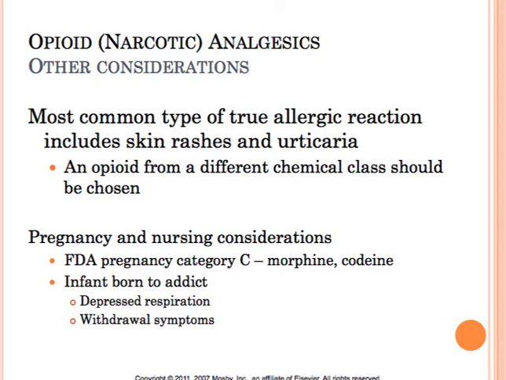Opioids have not been shown to be teratogenic, but you have to be careful about women that are in labor because it can prolong labor. And it can also depress the baby's ability to breathe if it's given near term. Also, if it's given near term, the baby may be born addicted to opioids. They might have respiratory depression, and they might experience withdrawal symptoms.